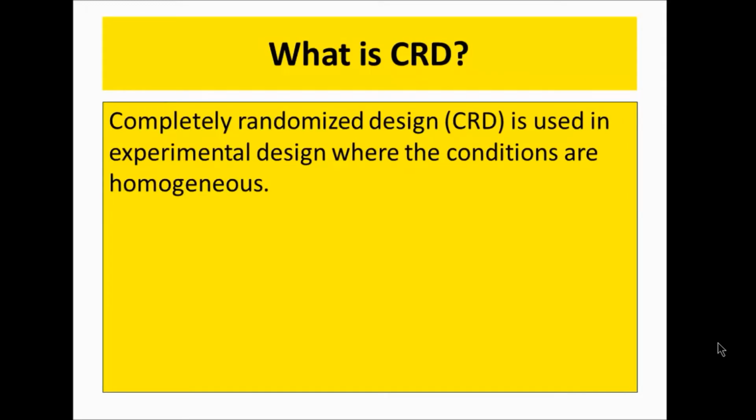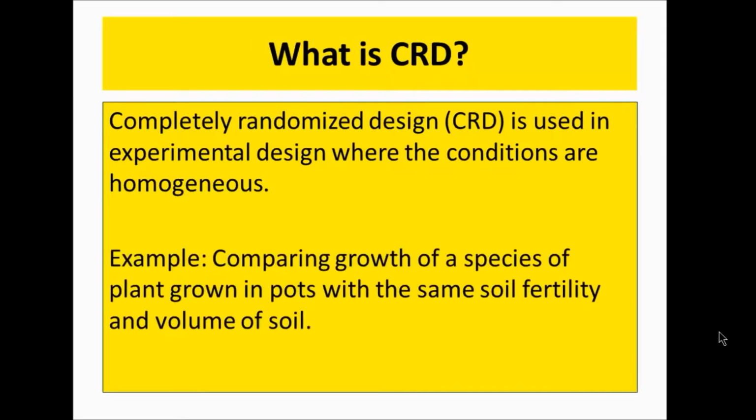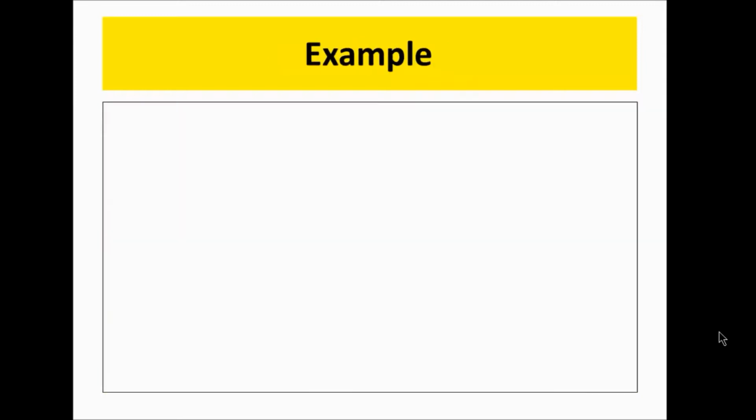It is used in experimental designs where the conditions are uniform or homogeneous. Example, when you compare the growth of a certain species of plant grown in pots with the same soil fertility and volume of soil, the system is homogeneous, more or less. That is where we can use CRD.